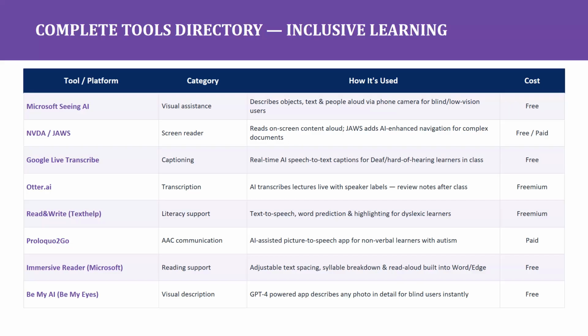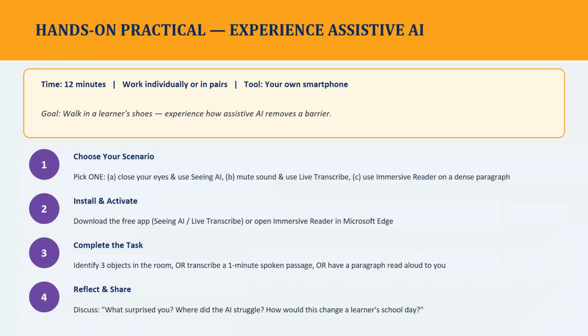It is found within ChatGPT, but a model called GPT-4, where it can describe any photo in detail for blind users instantly. And that is what can also sometimes be used to even generate some of the images and so on. All these are GPT-4 tools.